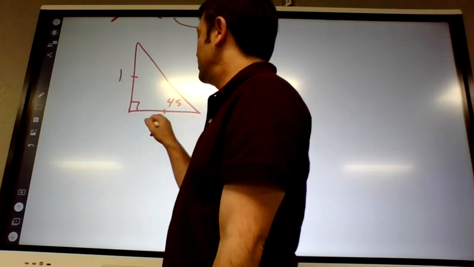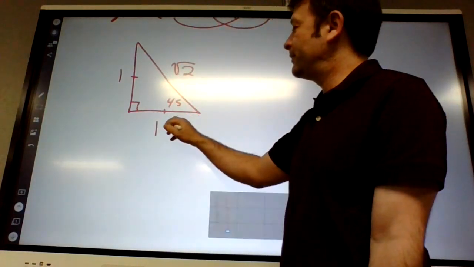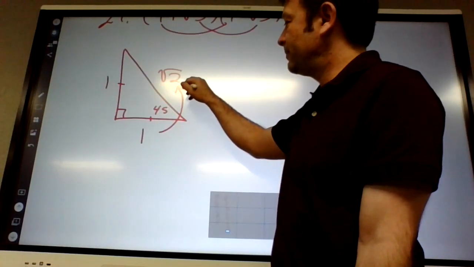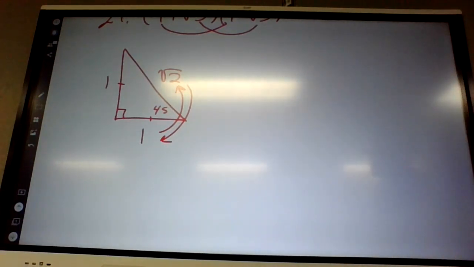So it's 1, 1, square root of 2. That means if you're going from leg to hypotenuse, it's times square root of 2. If you're going from hypotenuse to leg, it's divide by square root of 2. Yes.